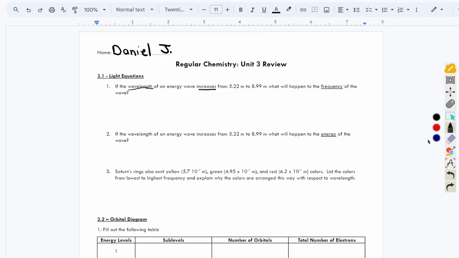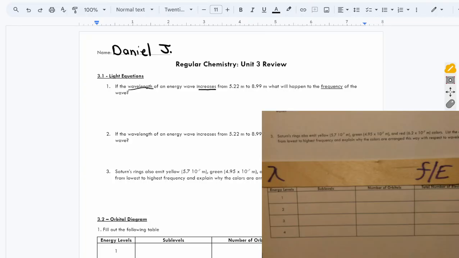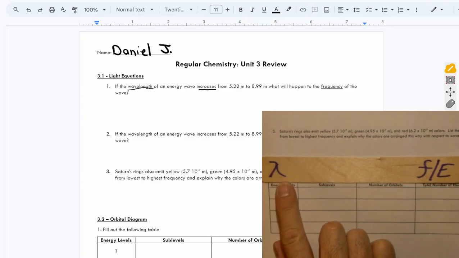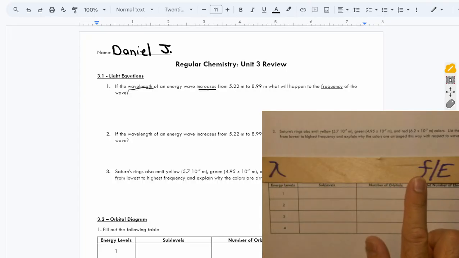So let's look at our popsicle stick. You can have a popsicle stick when you take this test. There's our trusty popsicle stick. Don't forget that this right here means wavelength. That is lambda. And so anytime we're talking about meters or nanometers, we're talking about lambda. And then over here, we've got obviously frequency and energy. Those ones are a little bit easier to remember.